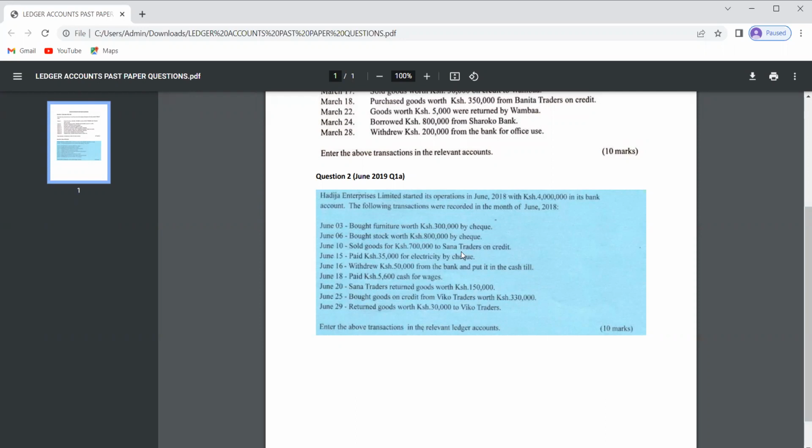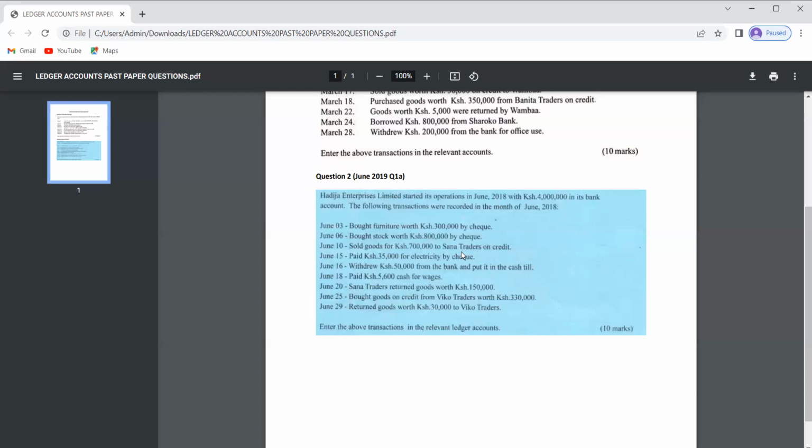Bought furniture. Which account to debit, which account to credit? Furniture account and bank account. Those are the accounts to be opened, but which one to be debited and which one to be credited? Furniture to be debited, bank to be credited. Correct.